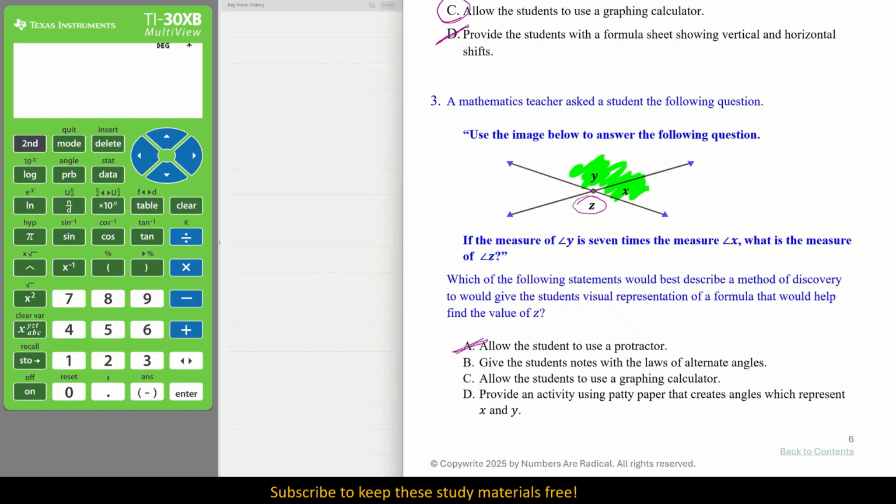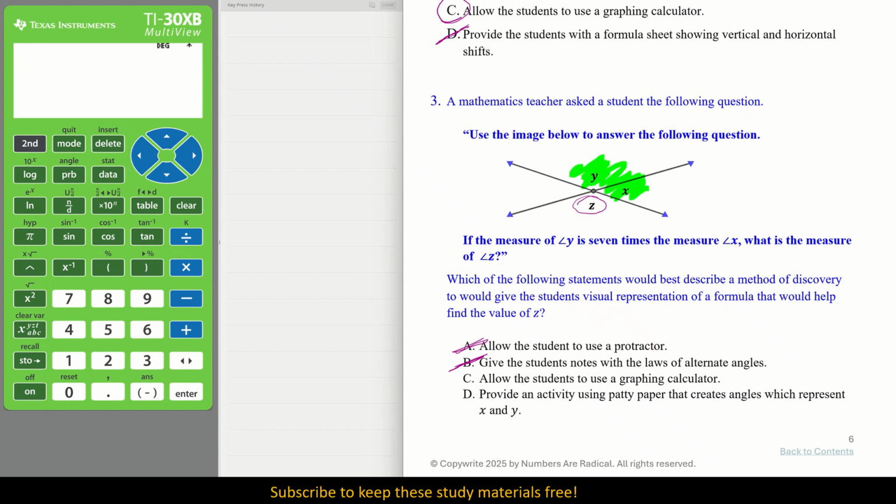All right, give the students notes with the laws of alternate angles. Okay, that's going to help them, but it's not going to be a self discovery activity. Maybe it should be included in the activity, but that's not going to help. Okay, so let's look at C. Allow the students to use a graphing calculator.